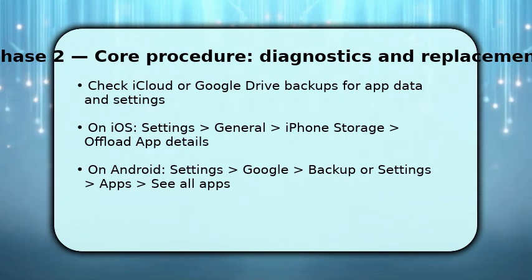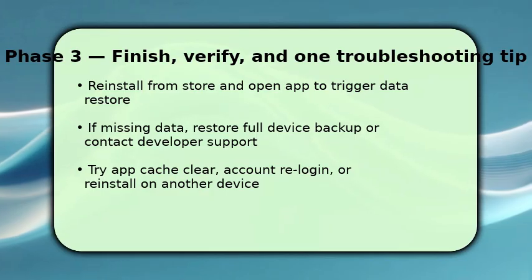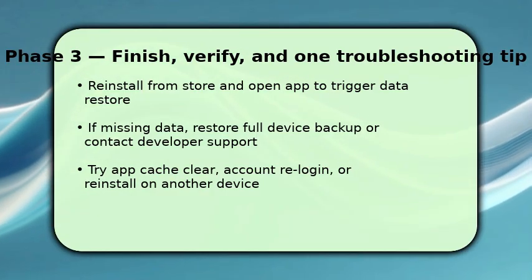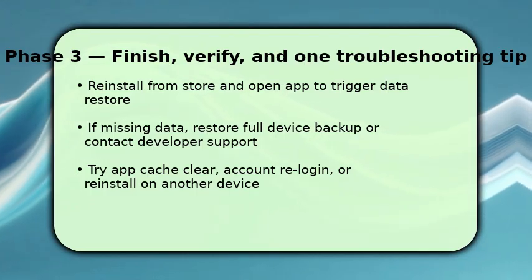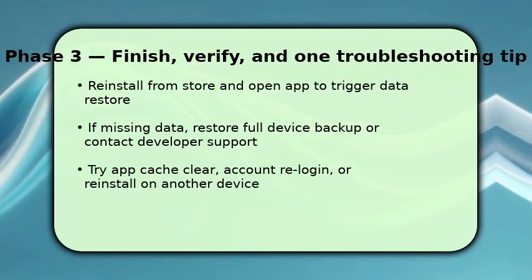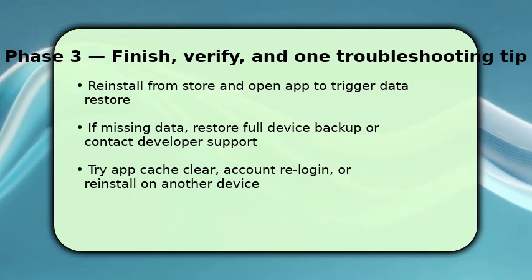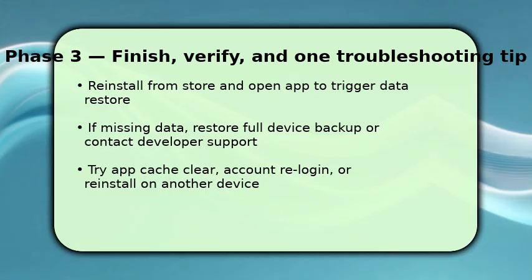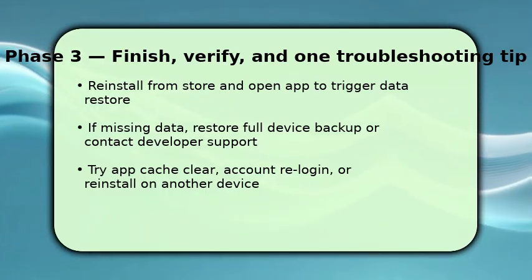Finally, reinstall the app from the App Store or Google Play and open it. Many apps pull data from cloud accounts automatically. If the app opens but data is missing, make sure you logged into the same in-app account, then check for a full device backup and restore that backup only if necessary. If restore still fails, contact the app developer for server-side recovery options.